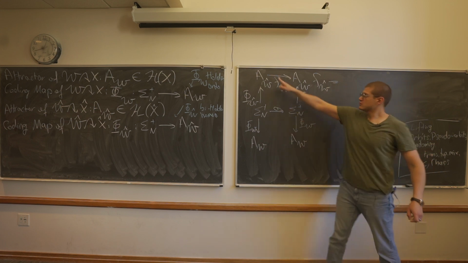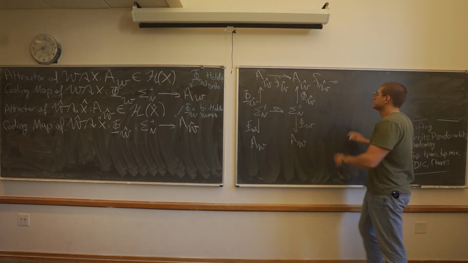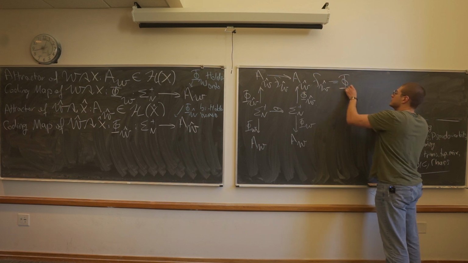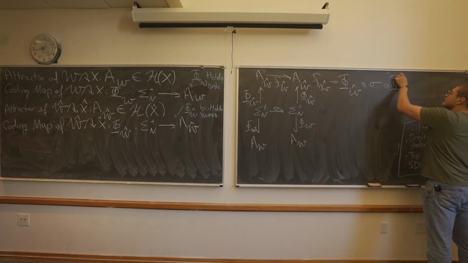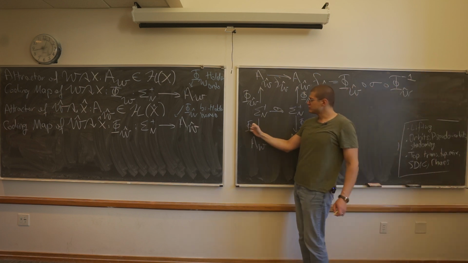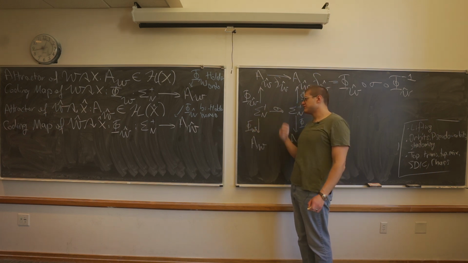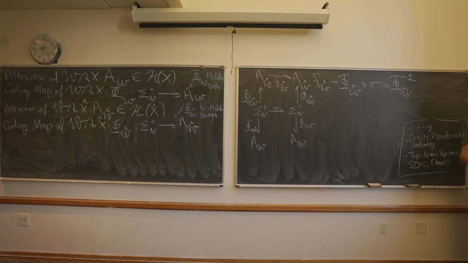Equals, so to go from here to there, I need to go this way, that way. You see, this inverse exists because it's the coding map of the lifted iterated function system. But I cannot do the same thing here because this guy doesn't necessarily have an inverse. Any questions about this so far?